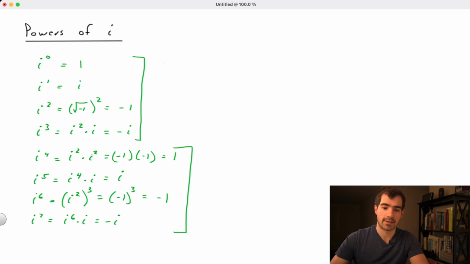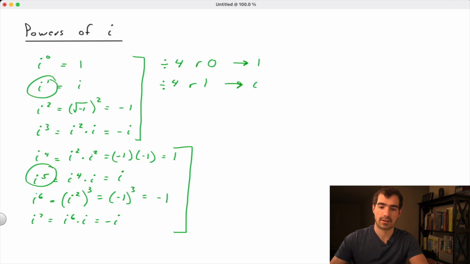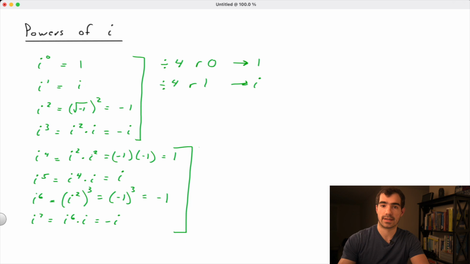Well, we can recognize that when we have an exponent that is divisible by 4 with a remainder of 0, that's going to give us a result of 1. That's like the case of i to the 0 or i to the 4th. Both of those give a result of 1. In the next case, if we were to divide by 4 and have a remainder of 1, like in the case of 1 and 5, that's going to give us a result of i. So 1, 5, 9, 13, 17, any number that is 1 above a multiple of 4 will always yield the result of i.